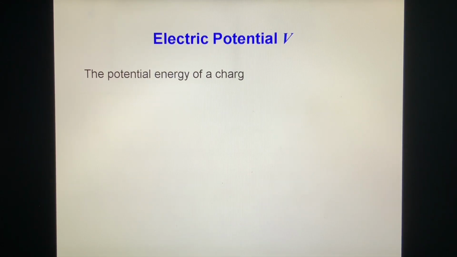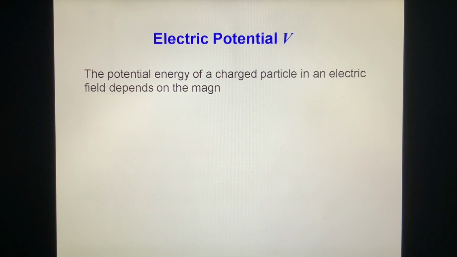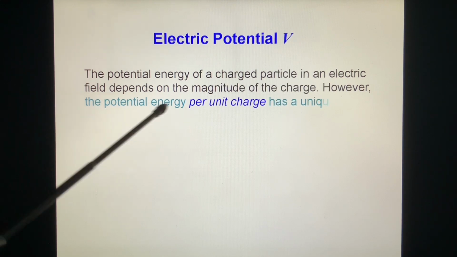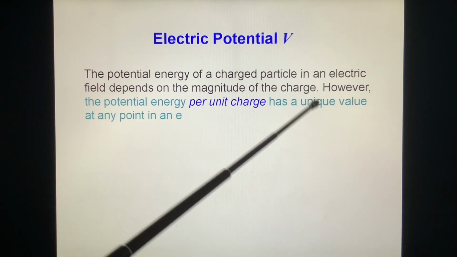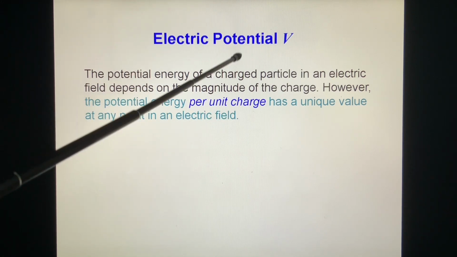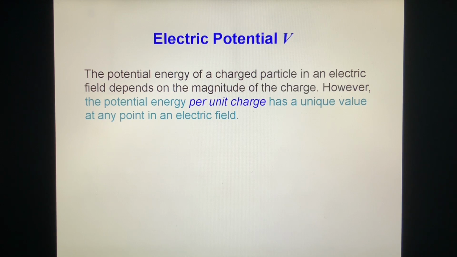The potential energy of a charged particle in an electric field depends on the magnitude of the charge. However, the potential energy per unit charge has a unique value at any point in an electric field. Notice the difference, okay? Divide by per unit charge. And we call it electric potential, not potential energy, okay?